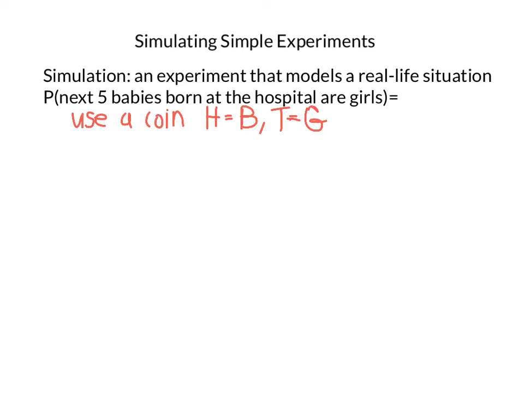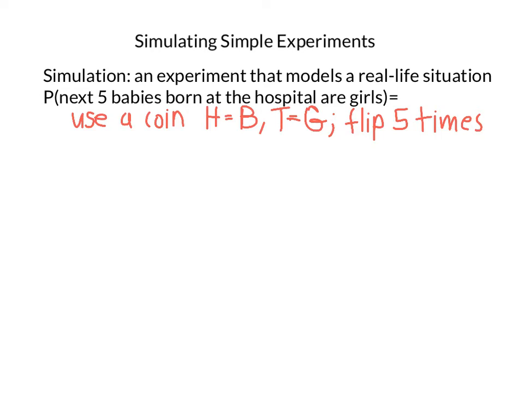And then the simulation would be flipping the coin 5 times and seeing how many tails in this case we get. If we get 5 tails in a row, that would be 5 girls. If we only get 3 tails out of the 5 flips, that would be 3 girls, or 3 out of the next 5 would be girls. And you might perform that simulation over and over again to get an average of how likely it is that it would be 5 girls.